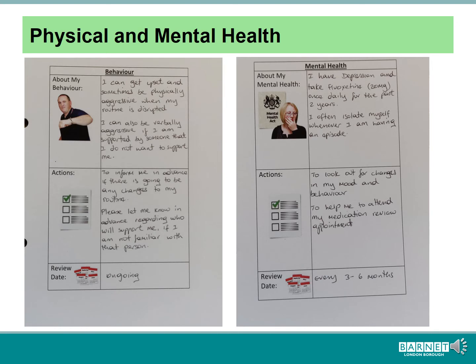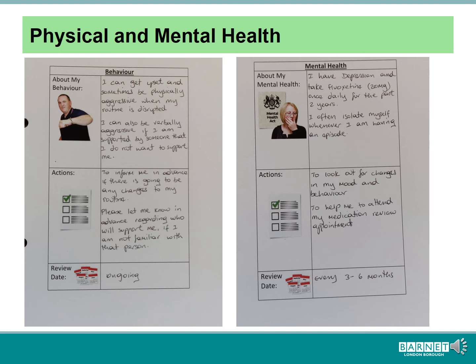The other 2 examples here would be on behavior and mental health. So in terms of behavior, I can get upset sometimes and be physically aggressive when my routine is disrupted. I can also be verbally aggressive if I am supported by someone that I do not want to support me. So in terms of planning for this individual, you could try and inform them in advance about changes that might be happening to their routine. And you can also please let them know in advance regarding who's going to be supporting them.